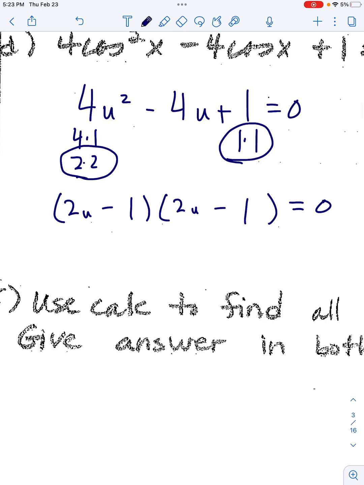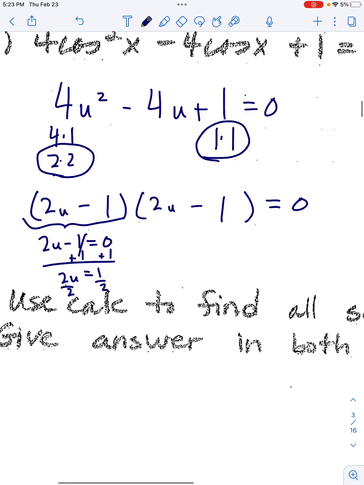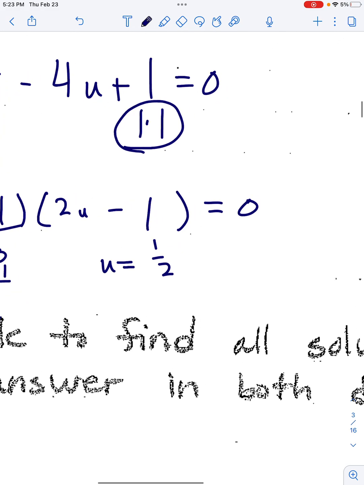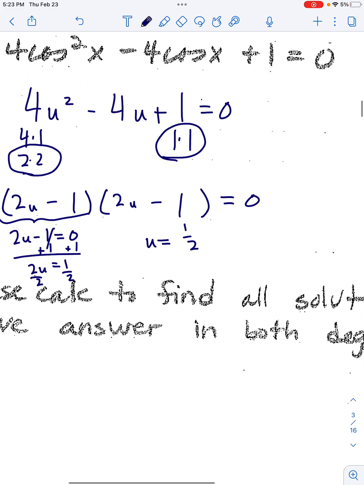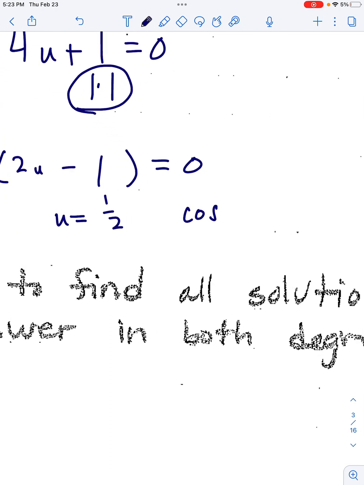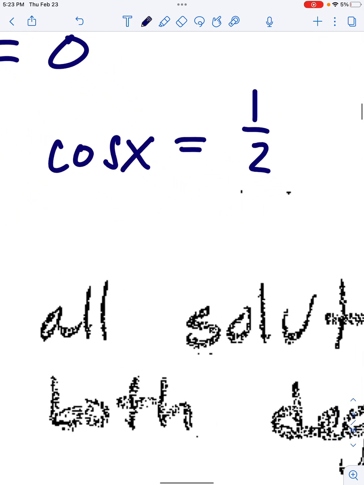And then I only have to set one of them equal to 0. We're going to set my factors equal to 0 and solve for u. We get u equals 1/2. And we'll get the exact same answer if we set this second factor equal to 0 and solve. So we have u equals 1/2. Okay, now let's sub back in my cosine. So I have cosine x equals 1/2. Okay, boom.